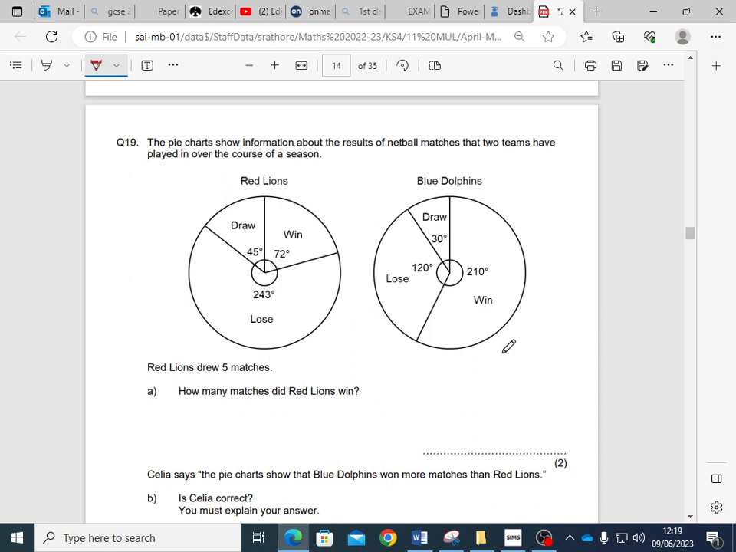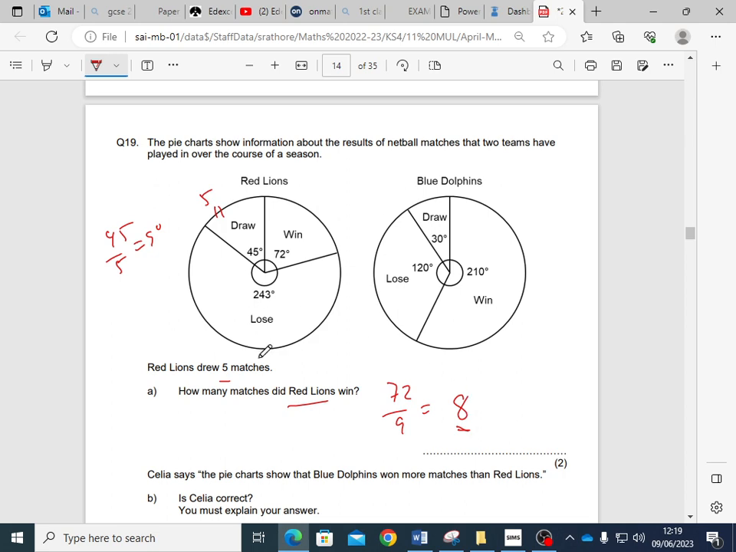So it goes here. How many matches did Red Lion win? If you look at here, how many matches did Red Lion draw? 5. If they drew 5 matches there, 9 degrees, 45 divided by 5 is 9 degrees. 9 degrees represents 1 match. So how much did they win? You do 72 divided by 9. How many 9s into 72? 8. So 8 matches they won.